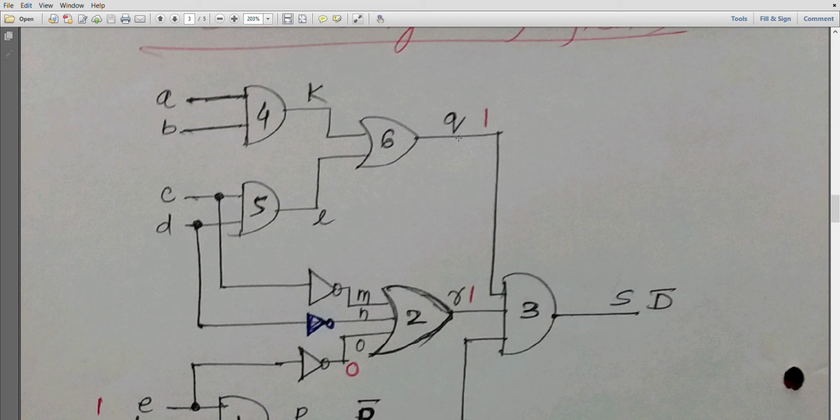Now this is the decision point. This is where we have to check whether we are going in the right direction or not. So either we can make K as 1, or we can make L as 1. Now suppose I am making K as 1. For making K as 1, both A and B have to be 1.